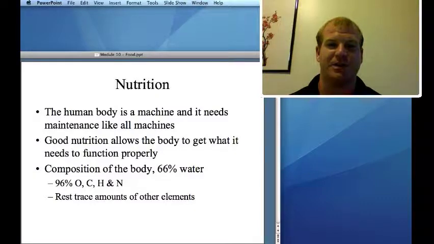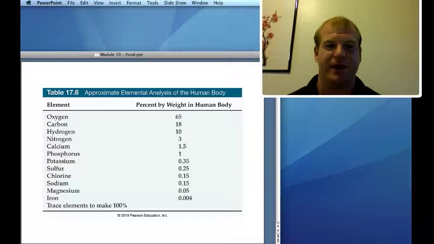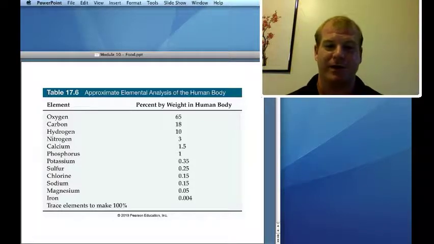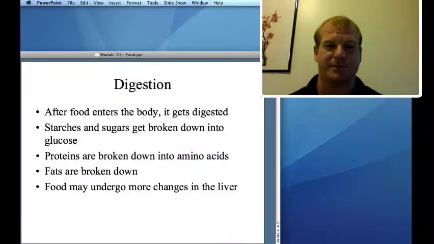And in general, good nutrition is when we take in what our bodies need. The human body is about two-thirds water, more or less, with large concentrations of oxygen, carbon, hydrogen, and nitrogen, and trace amounts of other elements. So look at the human body. This is what makes up the human body. We're quite a large percent oxygen. Why is that? Well, because we're mostly water, H2O, which is a large amount of hydrogen, and we have trace amounts of the other primary elements.